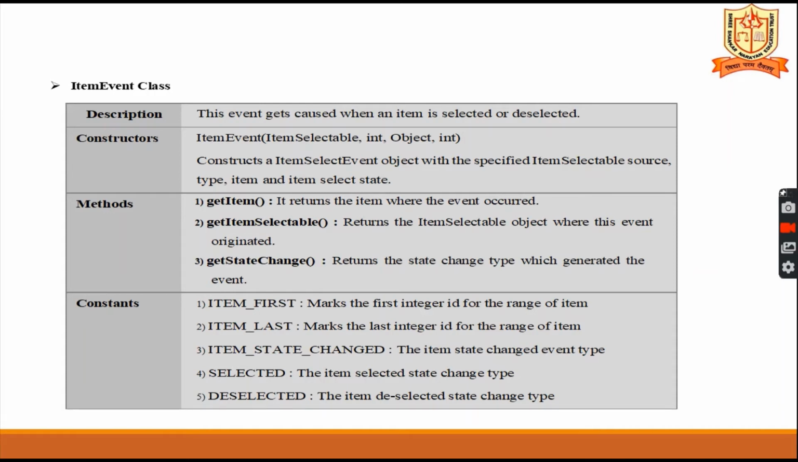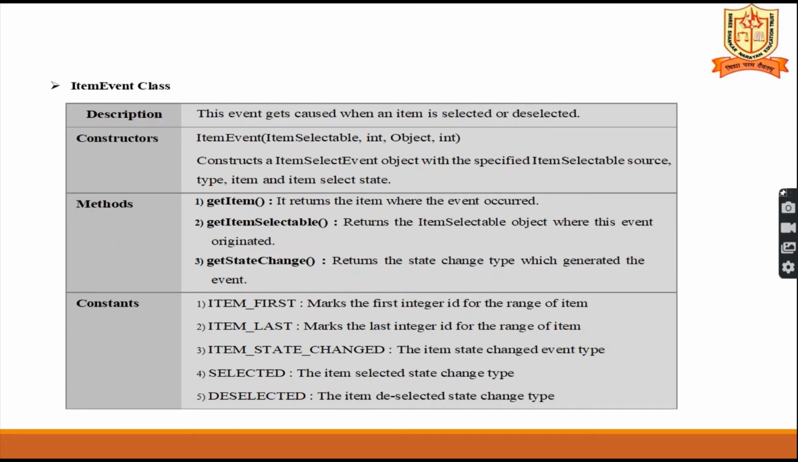Next, the ItemEvent class. This event occurs when an item is selected or deselected. When you select or deselect an item, this item event occurs. The constructor is ItemEvent with parameters ItemSelectable, int, Object, int. It constructs an ItemEvent object with the specified ItemSelectable source, type, item, and select state. We will see an example of how we use these constructors.